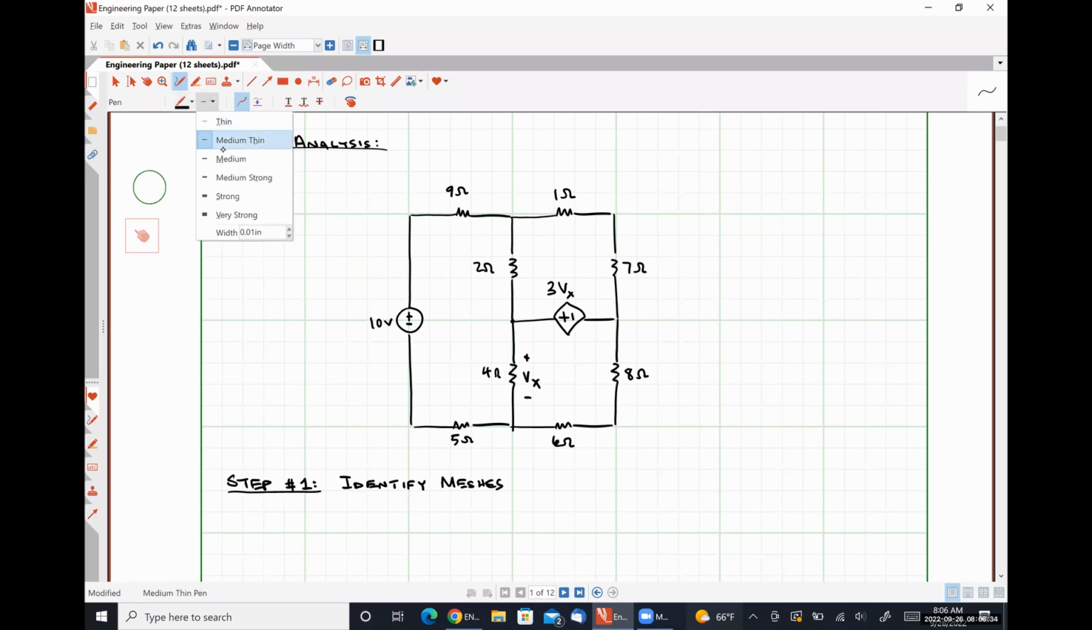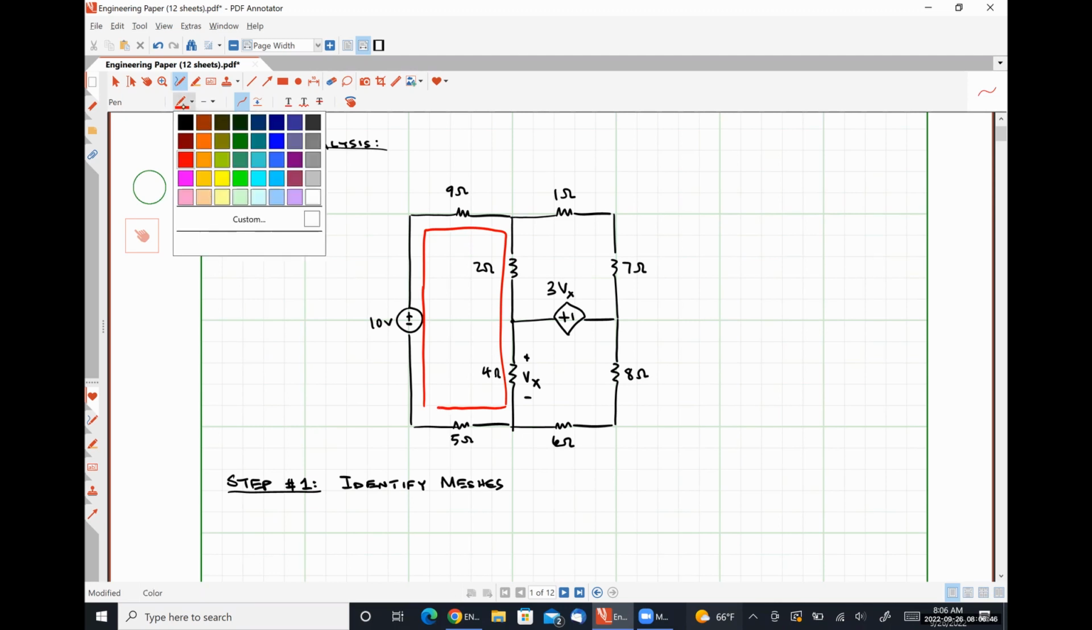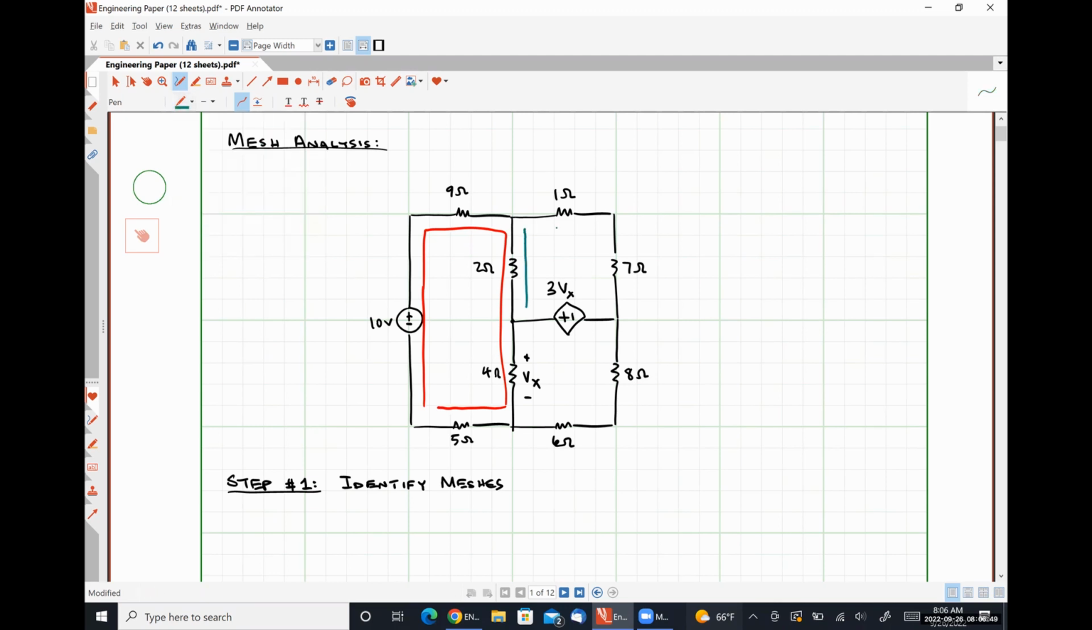We are going to have, let's change the color here, this mesh, this mesh, and this mesh. Okay. Since those are the smallest loops that we can make that do not include any smaller loops.